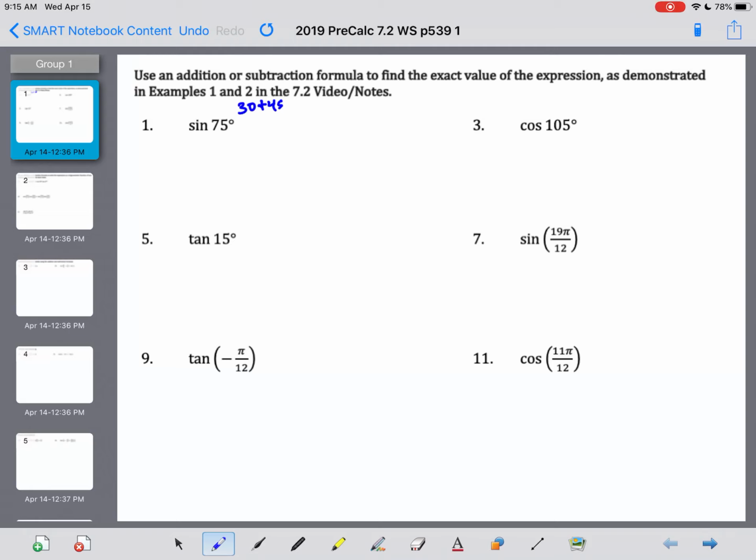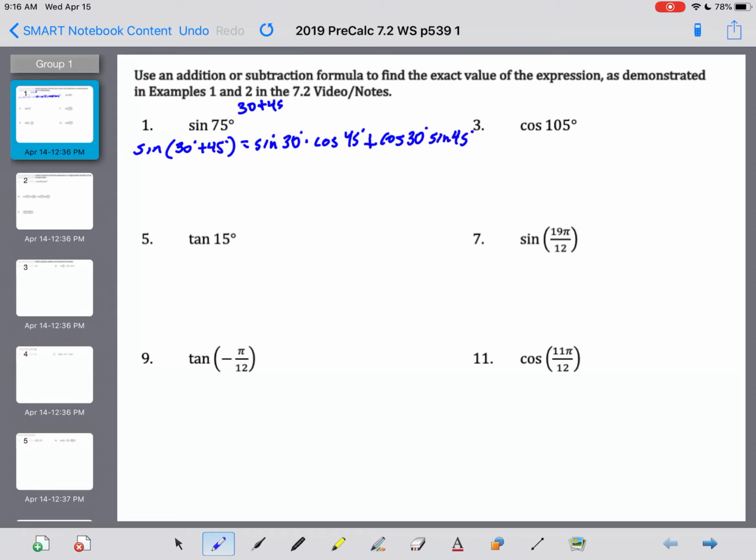Okay. So what that means now is I'm going to rewrite that as the sine of 30 degrees plus the 45 degrees. And again, the sine rule is going to be the sine of the first times the cosine of the second, and plus, if it's plus here, it's plus there for sine, addition and addition. And then it's going to be the cosine of the first and the sine of the second.